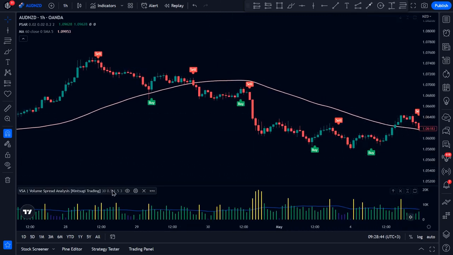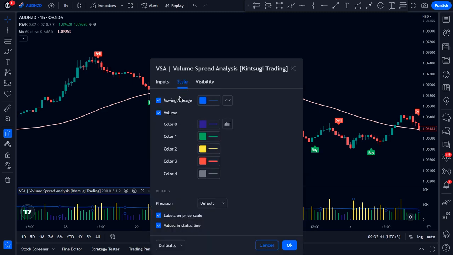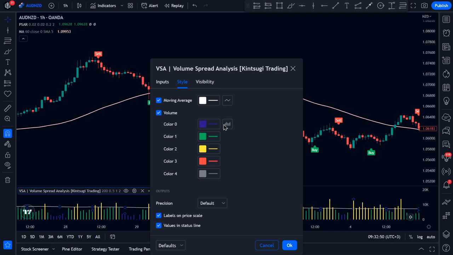Double-click on the indicator to access the settings panel. Then on the Inputs tab, make the following changes exactly like I'm doing right now. Then on the Style tab, change the volume color. Then change the display type to columns.